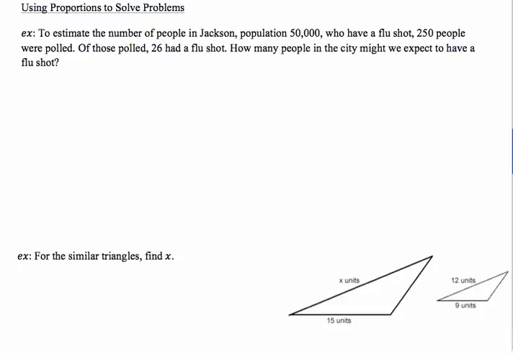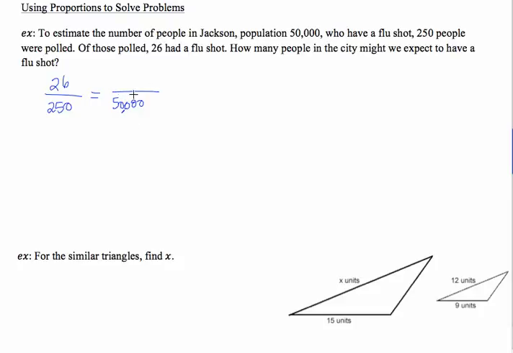So how many people in the city might we expect to have a flu shot? Well, what you can expect is that the same ratio of people who are polled who have had the flu shot is the same as the ratio of people in the entire city who have had a flu shot. In other words, the same percentage of the people polled is approximately going to be the same percentage of the people in the city who have had their shot. So if 26 out of 250 people have had their shot, we can say that's roughly the same as the number of people who have had their shot out of the 50,000.